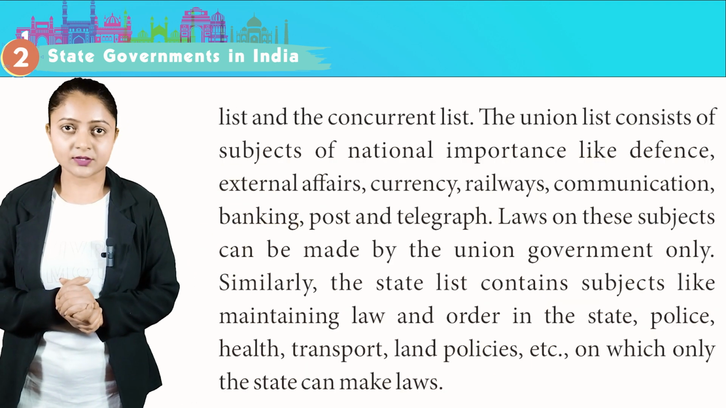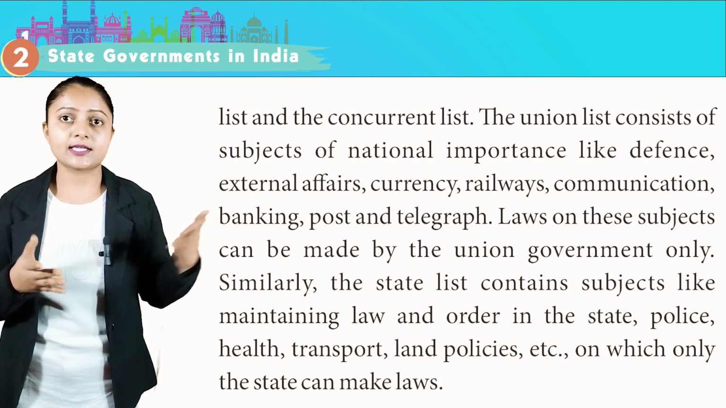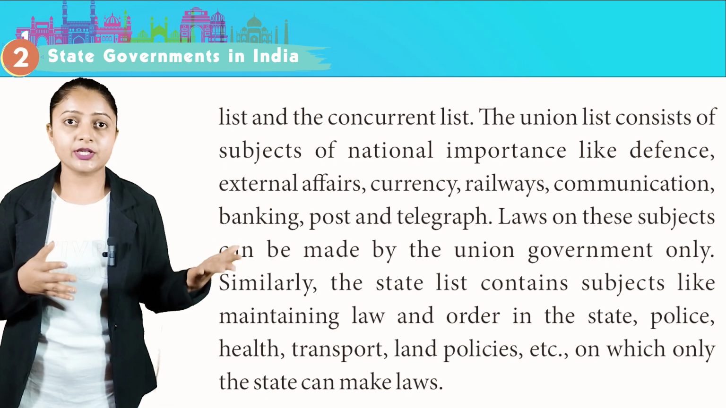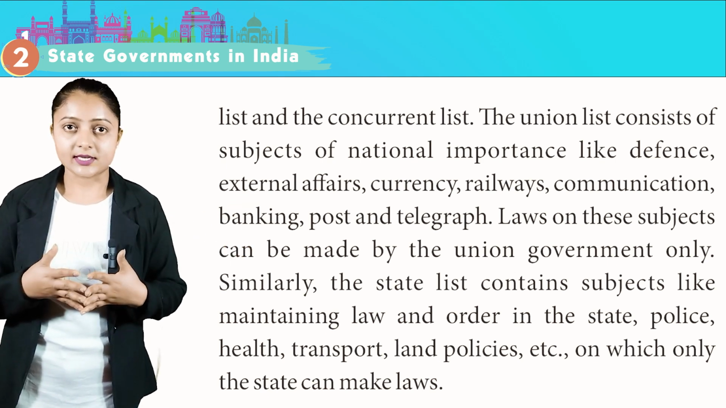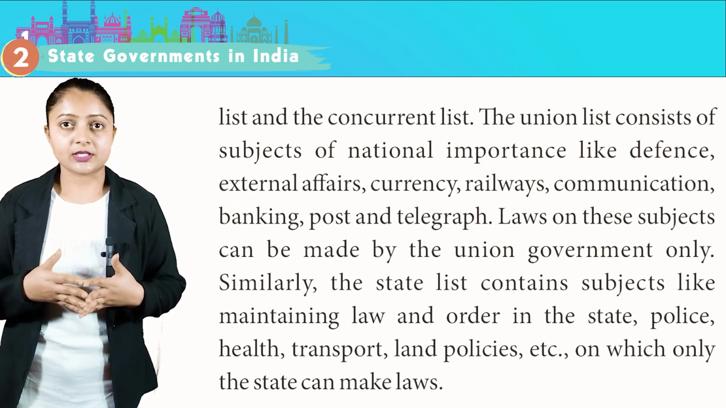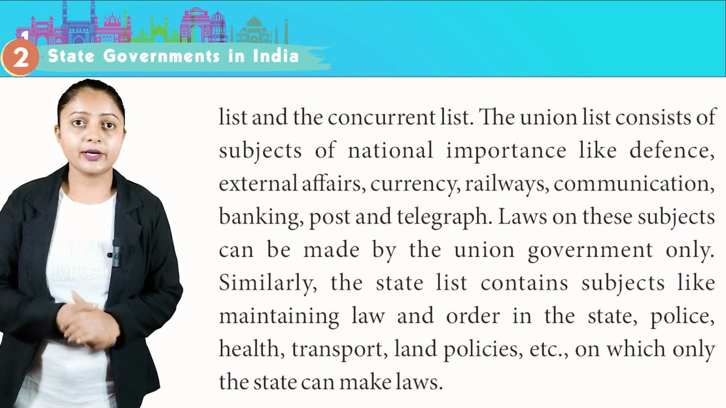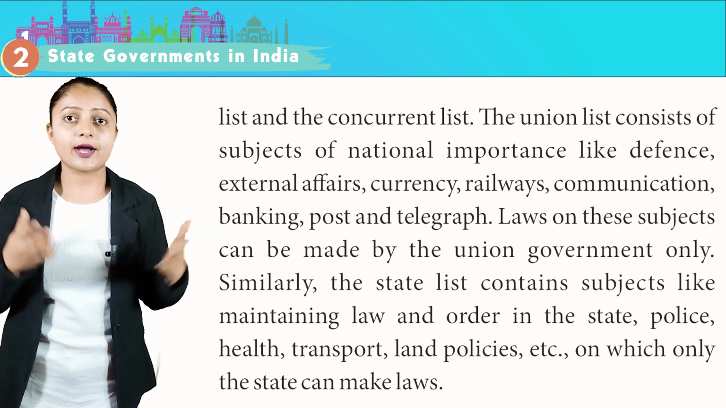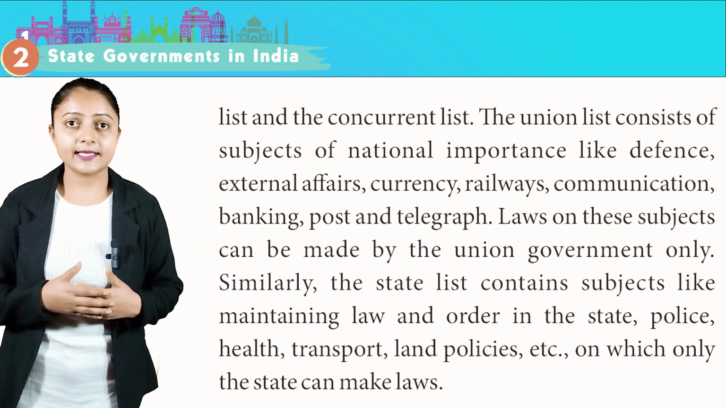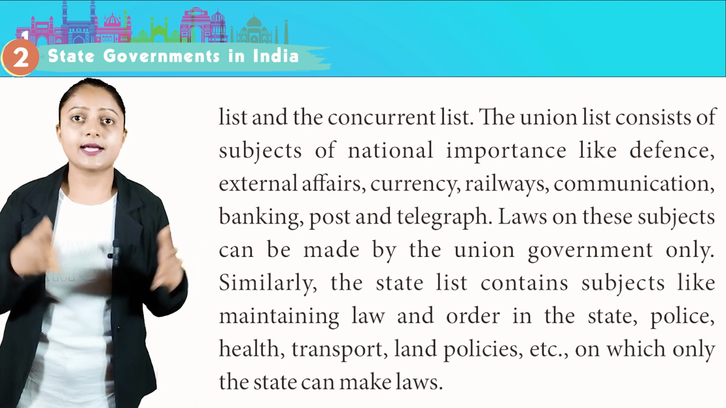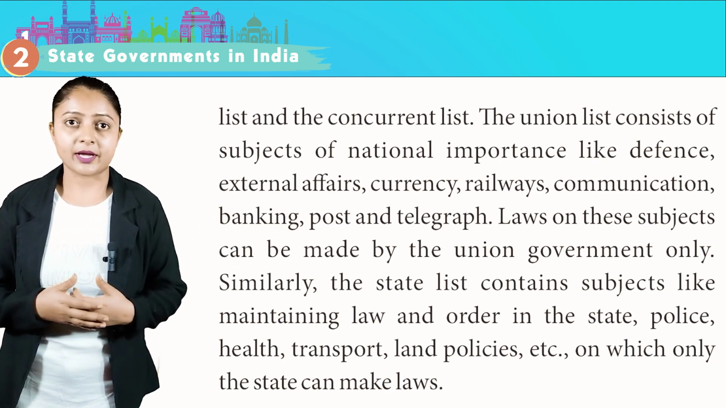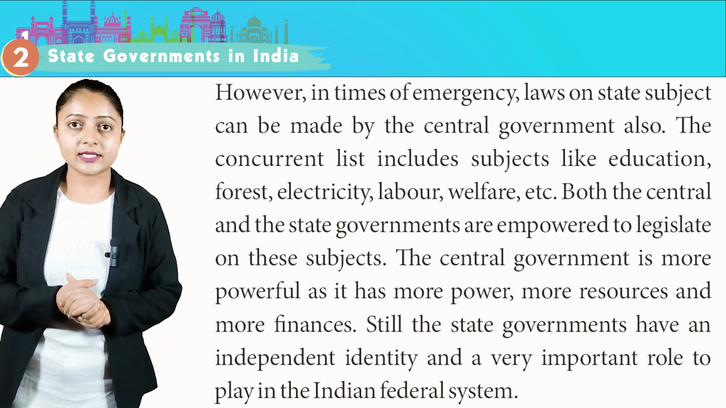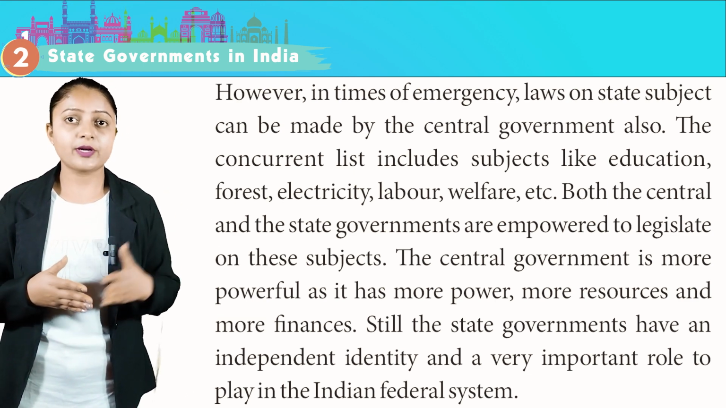The Union List consists of subjects of national importance like defense, external affairs, currency, railways, communication, banking, post, and telegraph. Laws on these subjects can be made by the Union government only. Similarly, the state list contains subjects like maintaining law and order in the state, police, health, transport, land policies, etc., on which only the state can make laws. However, in times of emergency, laws on state subject can be made by the central government also.